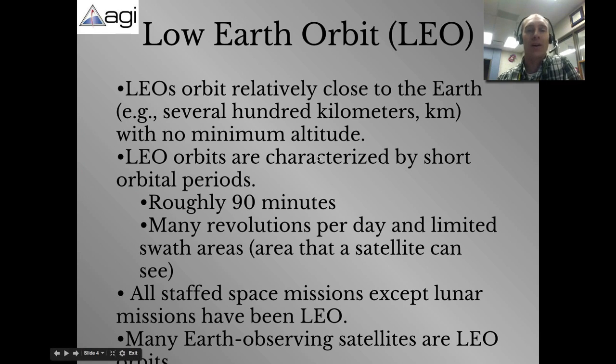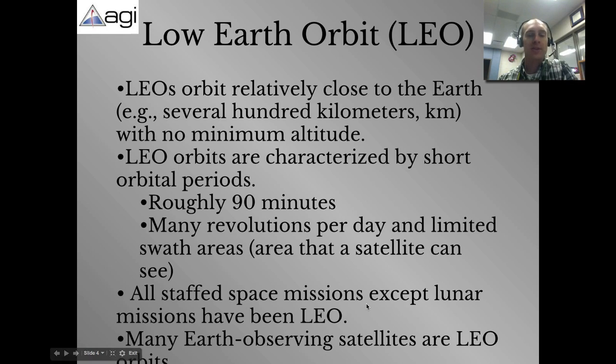So first is low Earth orbit. This is really cool. It's relatively close to Earth, and there are several hundreds of objects in low Earth orbit. This is characterized by a short orbital period, so really important. It's roughly 90 minutes. Objects in low Earth orbit can travel around one entire orbit in 90 minutes. They make many revolutions per day, in fact exactly however many revolutions 90 minutes happens in a day. And because of that, they have a limited swath area, the area that a satellite can see.